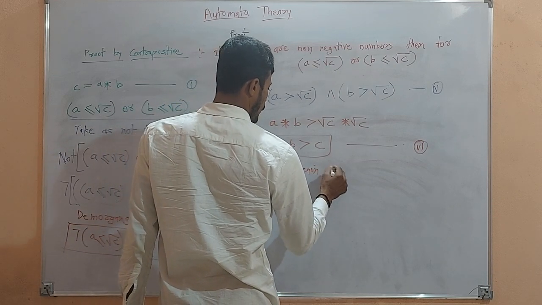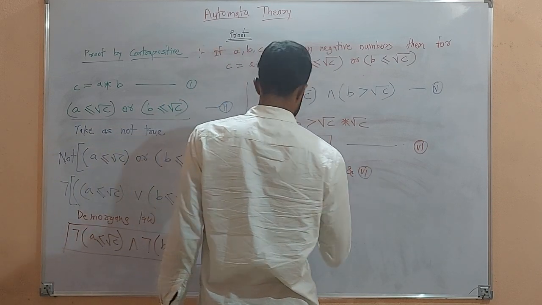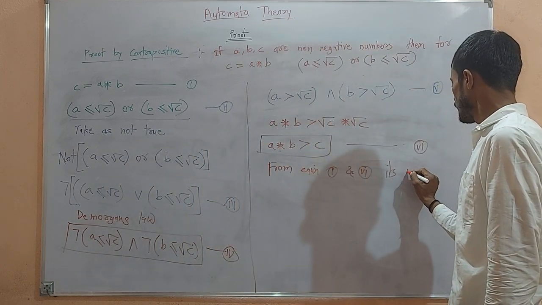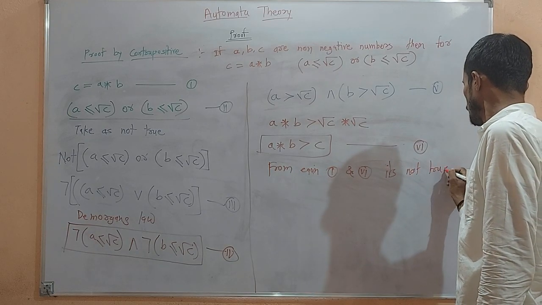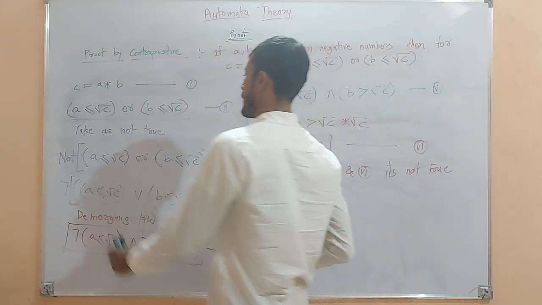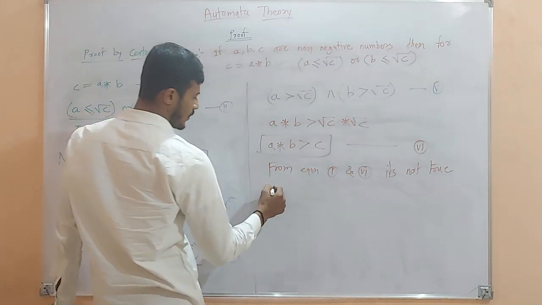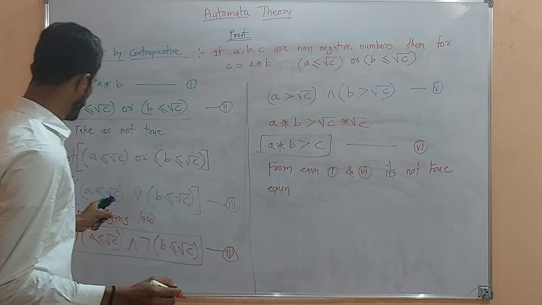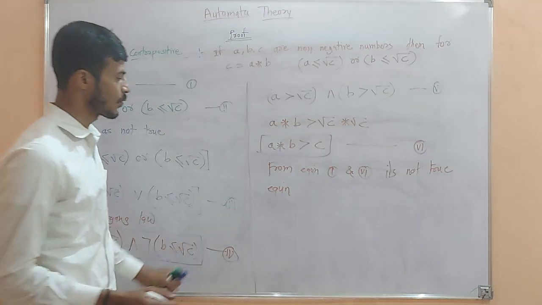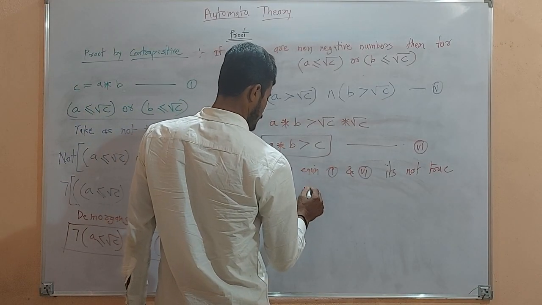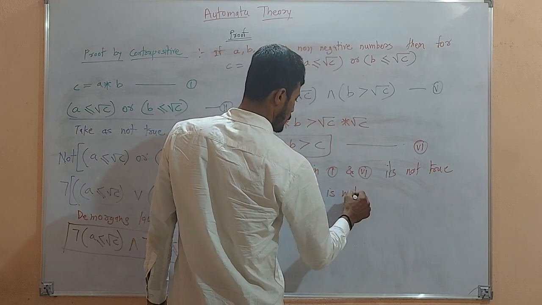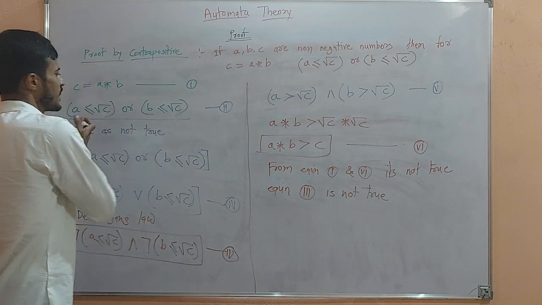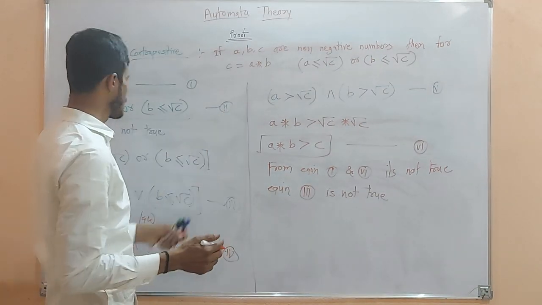It means from equation 1 and 6, it's not true. What is not true? Whatever we have taken here, equation 3 is not true. Hence, we will go for the original equation, that is equation number 2.